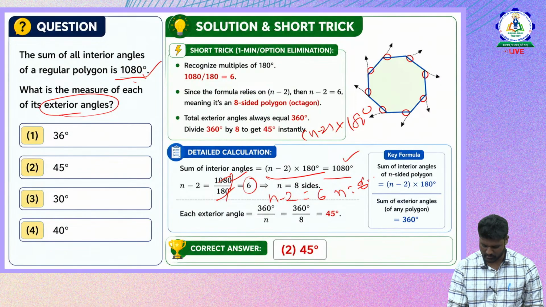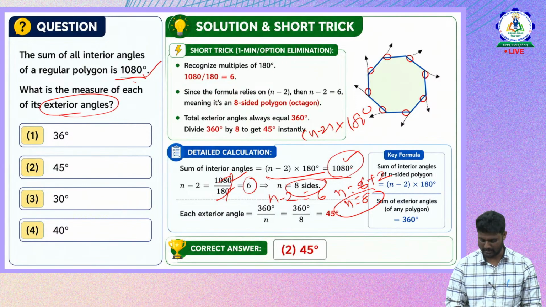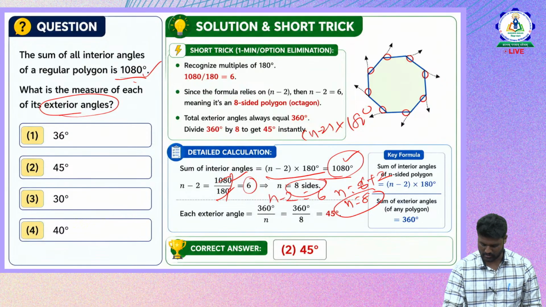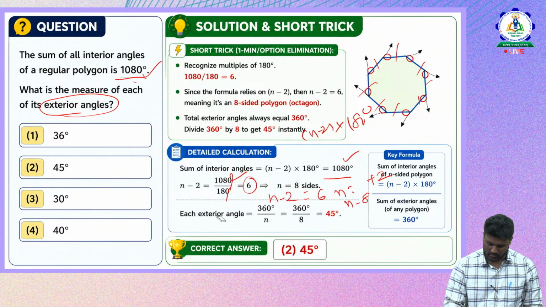If the minus 2 comes to the right-hand side, n will become 8. That means the polygon has 8 sides, so it is an octagon. The sum of the interior angles of the octagon is 1080 degrees, as given. This is the image of the octagon, where we have 8 sides: 3, 4, 5, 6, 7, 8. So now we have identified n.